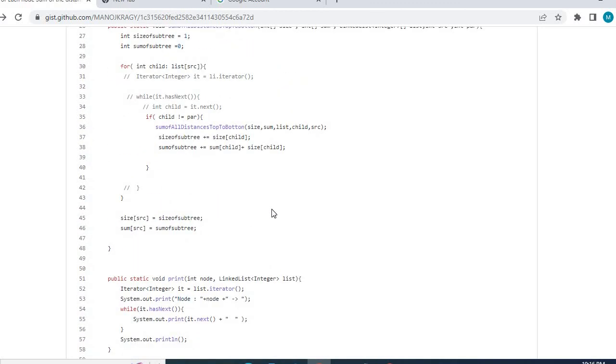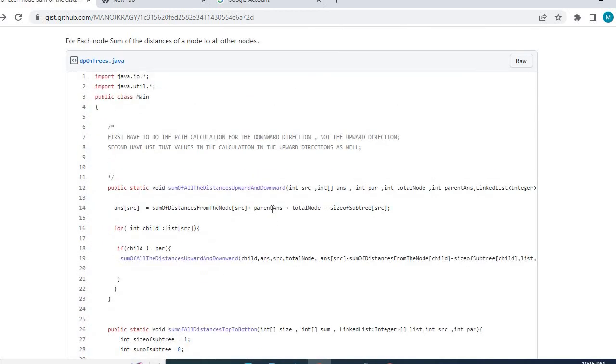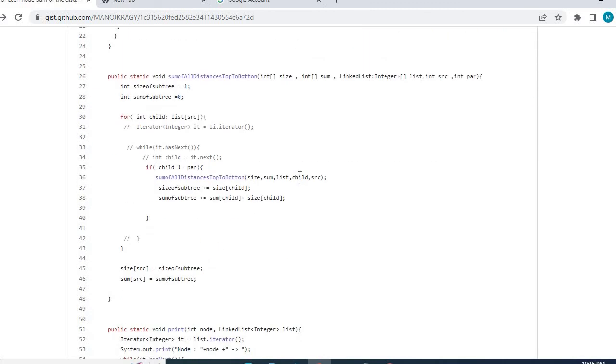It is very poorly written, but you can use it. There are only two main parts to it. First is calculating the sum of all the distances top to bottom. In this part, what I'm doing is, you have seen that I summed the sum of the children plus the size of the children and put it into the sum, and this is for the size of the children.